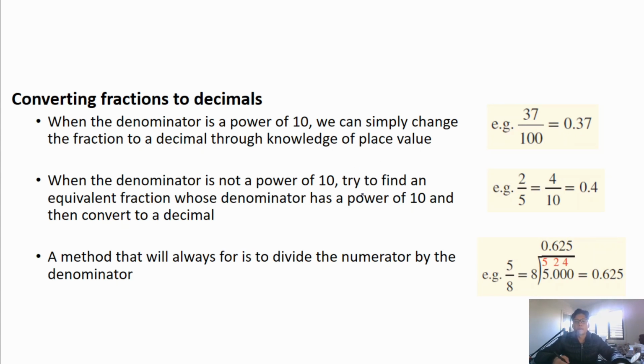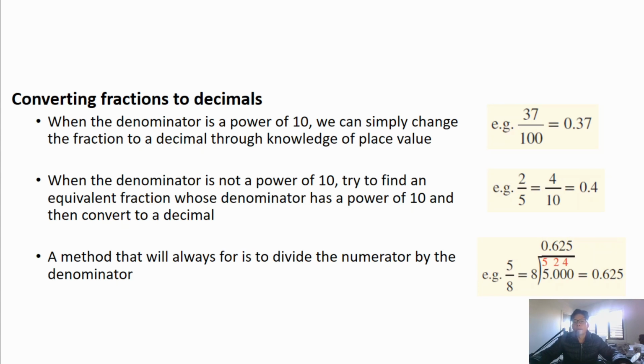When the denominator is not a power of 10, however, we can try to find an equivalent fraction whose denominator is a power of 10 and then convert to a decimal. It's much easier when we have a fraction with a power of 10. In the example to the right, we have 2 over 5 that isn't a power of 10. So we can make an equivalent fraction by multiplying by 2. That gives us 4 over 10, so now we have 4 tenths and we can write that as a decimal, 0.4.